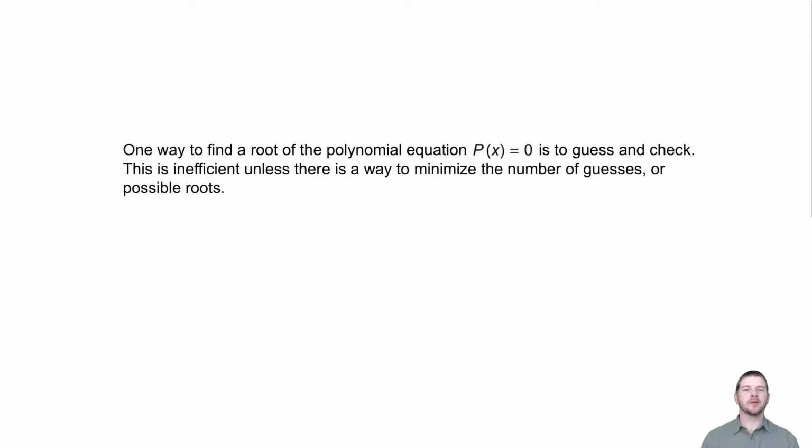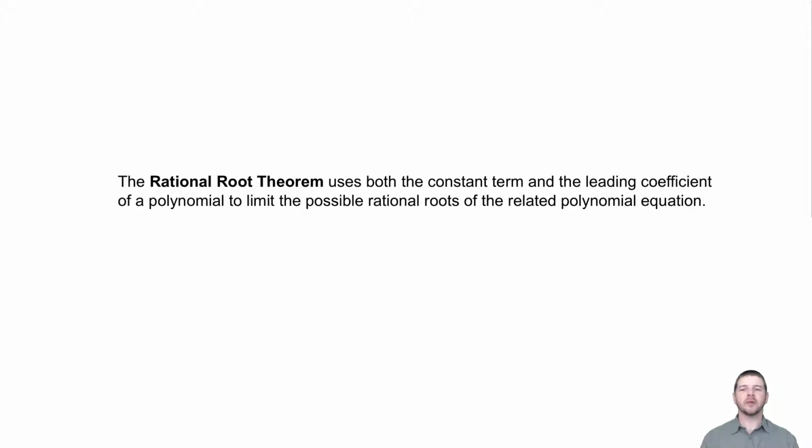One way to find a root of the polynomial equation p of x equals 0 is to guess and check. This is inefficient unless there's a way to minimize the number of guesses or possible roots. The rational root theorem uses both the constant term and the leading coefficient of a polynomial to limit the possible rational roots of the related polynomial equation.